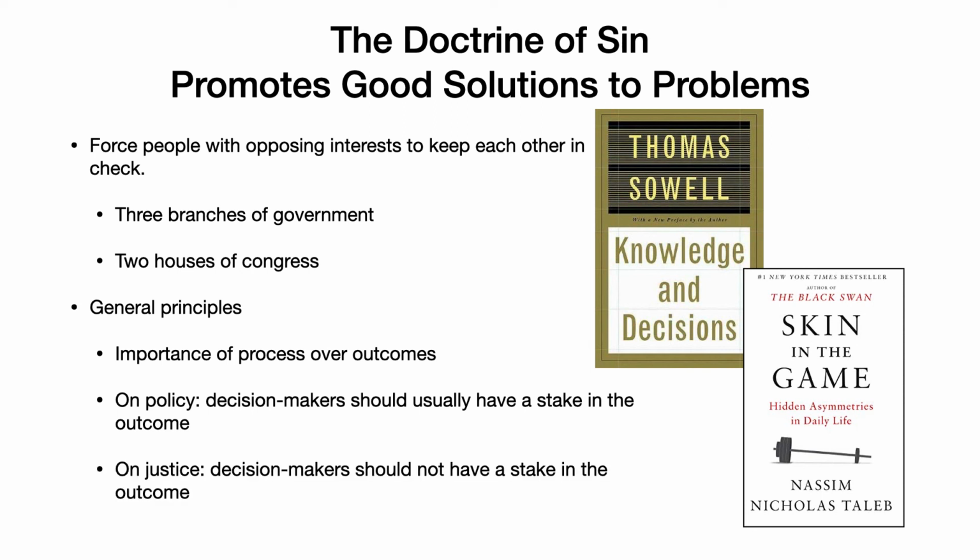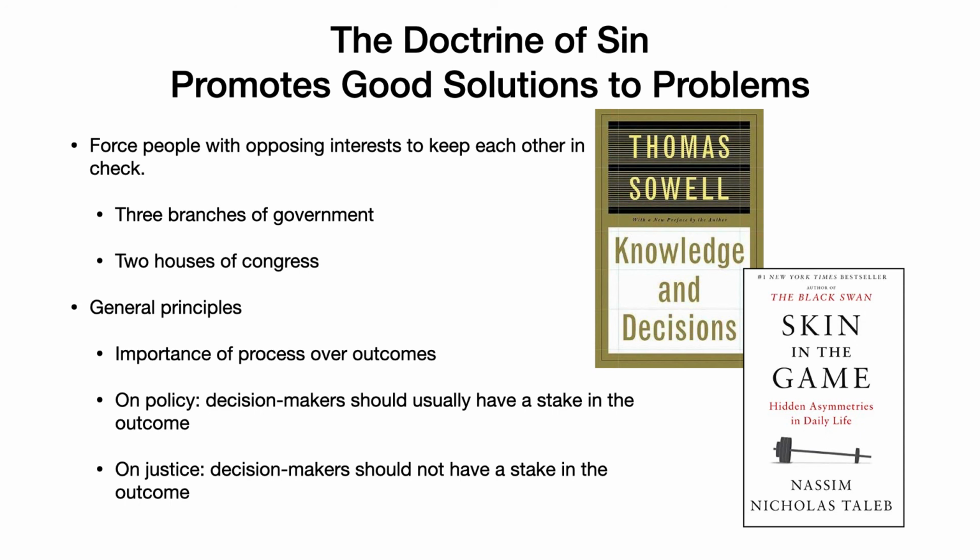On the other side, on justice, decision makers should not have a stake in the outcome. And the reason for this is simple. On justice, we're trying to weigh the relative justice of things, and we're always going to think that we're more just than our opponents. So by saying that we shouldn't have a stake in the outcome, we're removing that amount of selfishness. This is why we're judged by a jury of our peers, but the first thing they ask you is if anyone knows the defendant, right? Because if you know the prosecutor or the defendant, then your ability to render a just judgment is impaired, right? And so that's again the doctrine of sin.